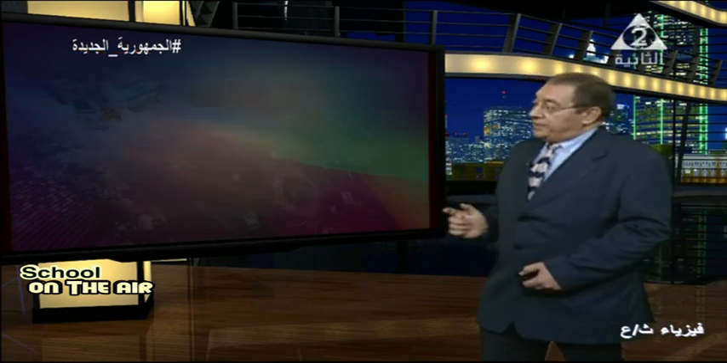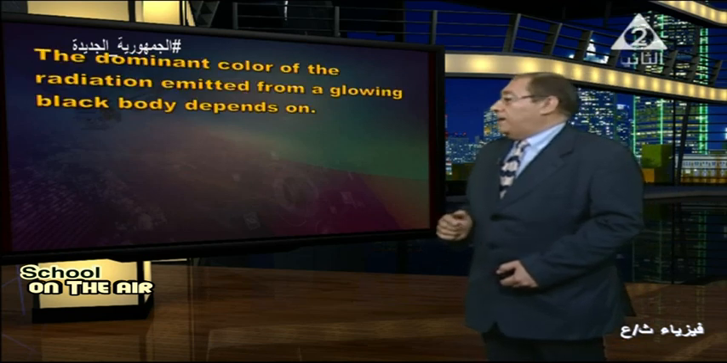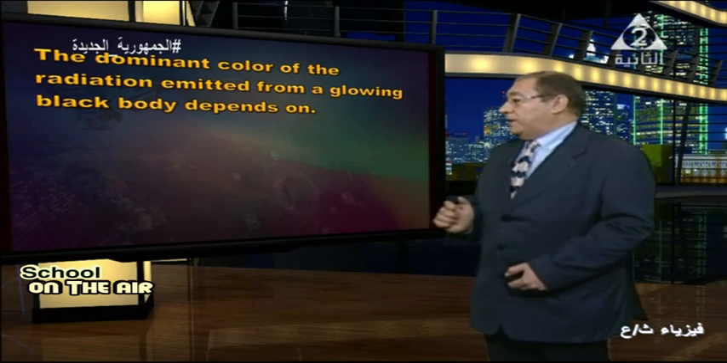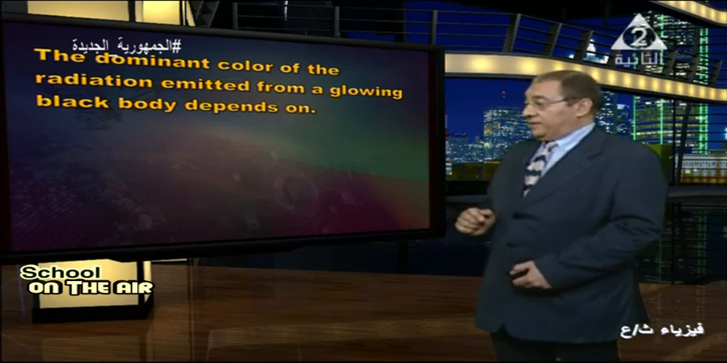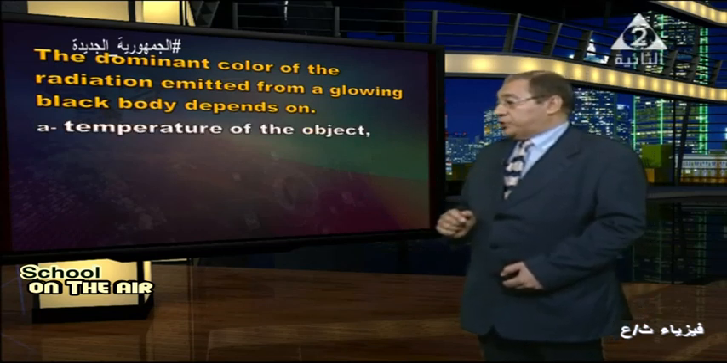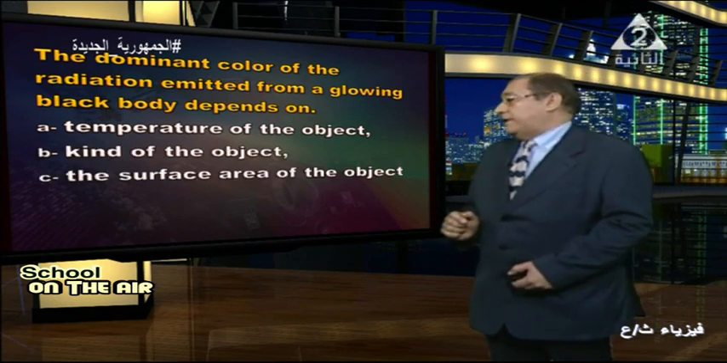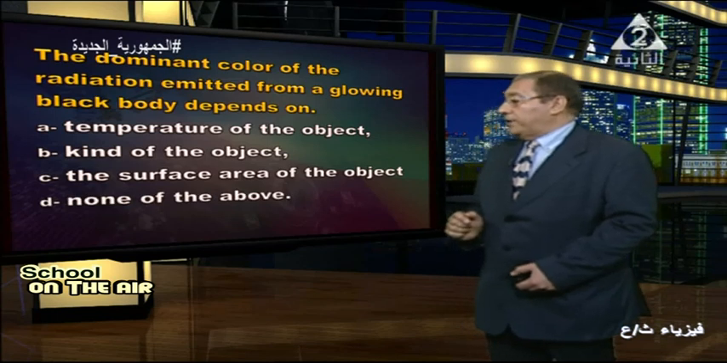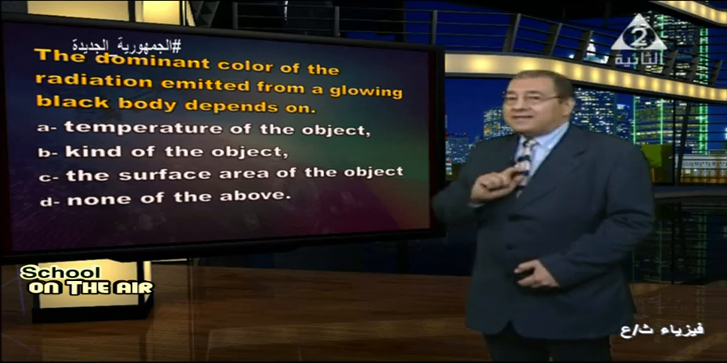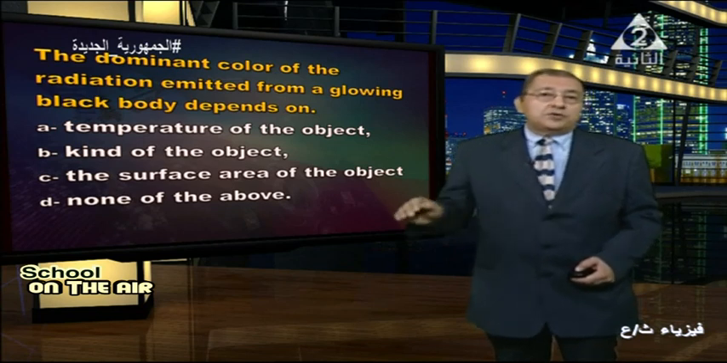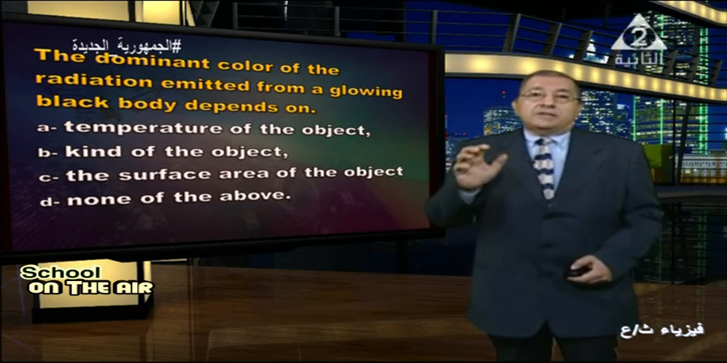Another choice. The dominant color of the radiation emitted from a glowing black body depends on temperature, kind of the object, surface area of the object, or none of the above? Yes, the color of the glowing object has nothing to do with the kind of the object.